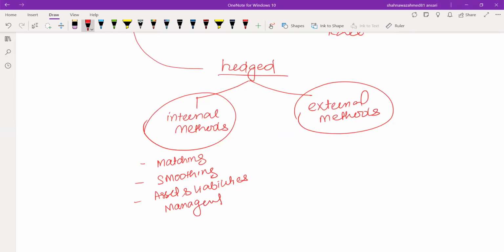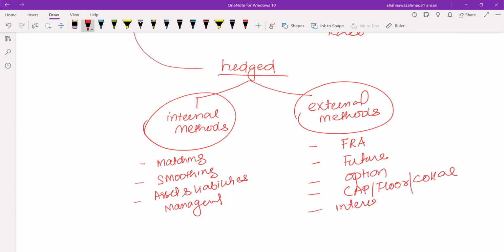In case of external methods, we have FRA, forward rate agreement. We have futures contracts, interest rate futures. We have option contracts. We have caps, floors, collars, as well as interest rate swaps. These are the hedging methods.